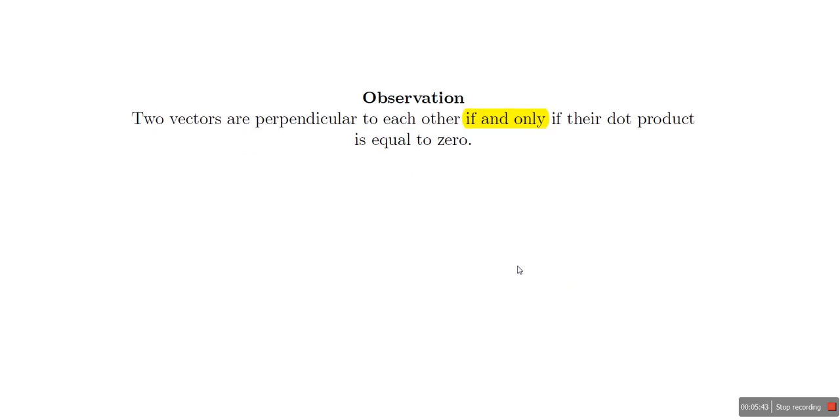A quick observation here is that two vectors are perpendicular to each other if and only if the dot product is equal to 0. This is nothing but a corollary, a consequence of the previous theorem. You might want to stop this video for a few minutes and check this observation for yourself.